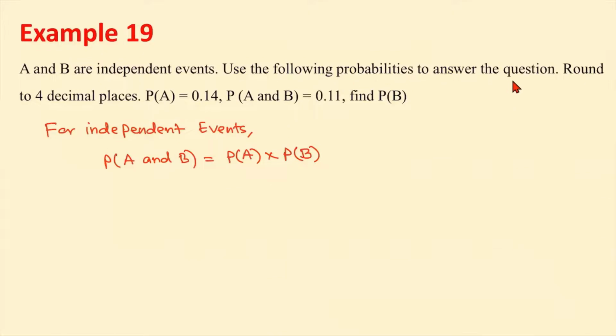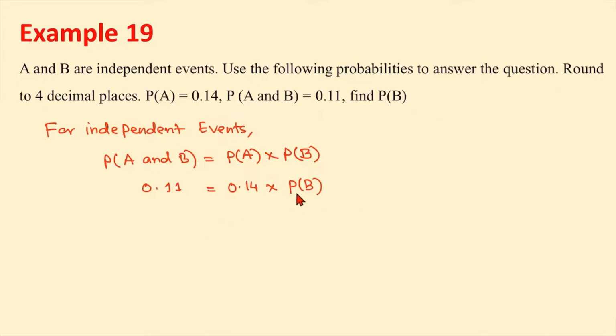Use the following probabilities to answer the question and round to 4 decimal places. So they have given probability of A is 0.14. Probability of A and B is 0.11. And probability of B is not given. We are asked to find probability of B.